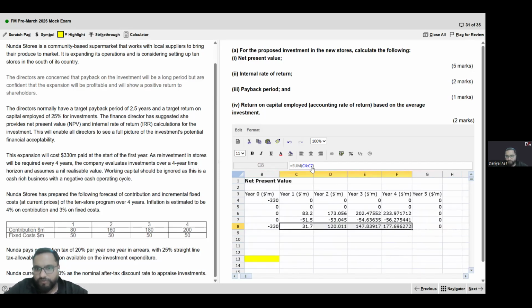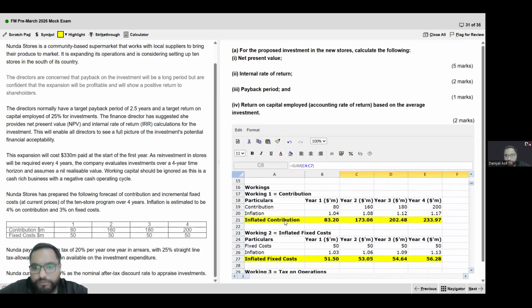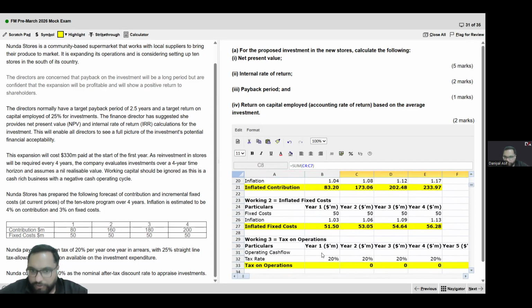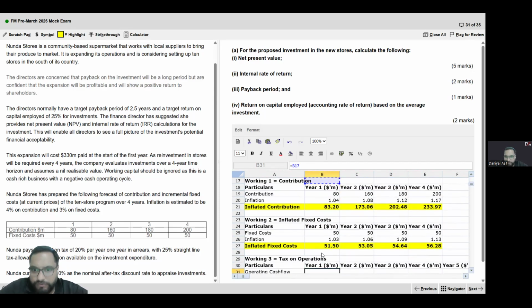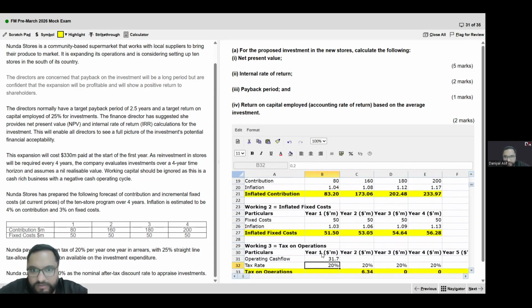Now, what I'm going to do is copy these values, sorry, I'm not going to copy them, I'm going to link them. What are my operating cash flows for year one? Year one operating cash flow is in C8. So C8 is equal to D8, is equal to E8, is equal to F8.